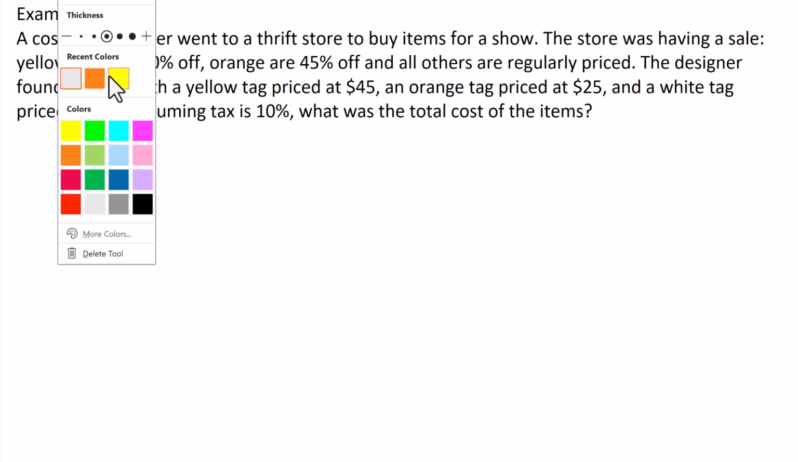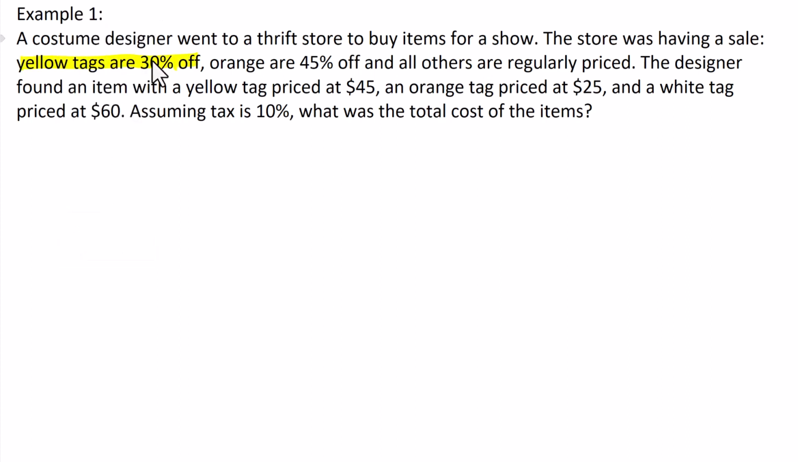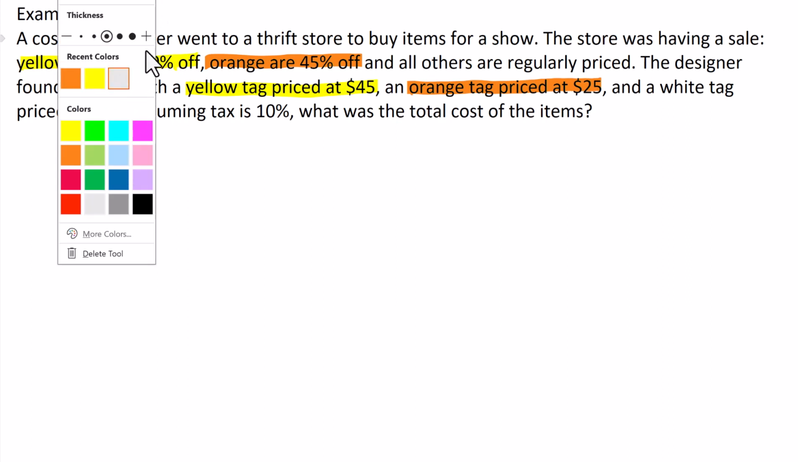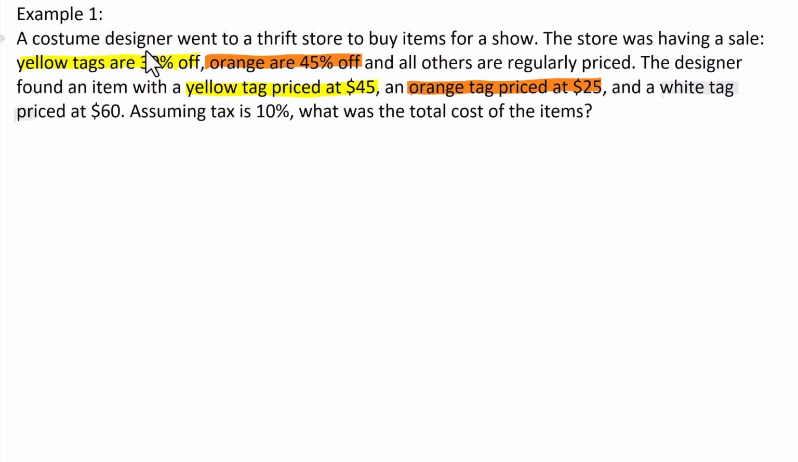So let's color code this. Yellow tags are 30% off, and an item with a yellow tag is $45. Items with an orange tag are 45% off, and one orange tag item was priced at $25. And finally, a white tag priced at $60 was also included, and white tags were not included in the sale. So we can now calculate our percentage to pay if we know how much is to be taken off.